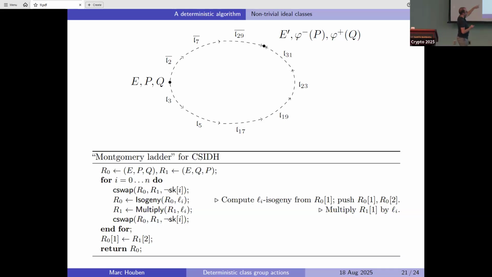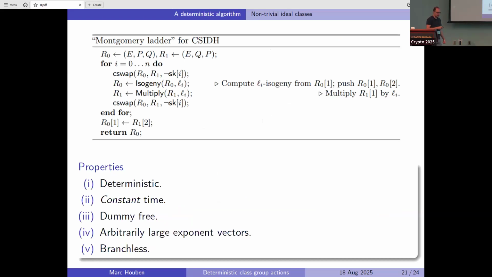And if you write it down in some pseudocode, it's pretty short. And you get something that looks a lot like something called the Montgomery ladder. Actually, it's pretty much the same thing, except you have isogenies instead of multiplications. And this has a bunch of nice properties. So it's fully deterministic. We have completely avoided this costly random point sampling problem.